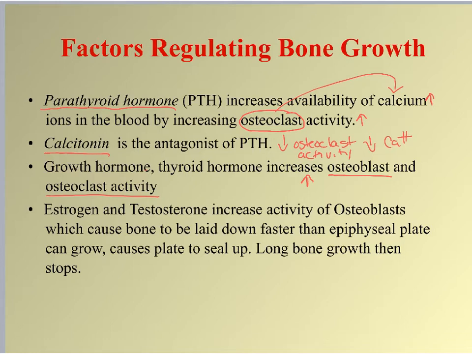As we reach puberty, estrogen and testosterone play a greater role in the activity of osteoblasts. So both of those increase osteoblast activity. When individuals reach puberty, this is often when you see those growth spurts. And one of the things that happens here is that osteoblasts lay down bone or osteoid faster than the cartilage at the epiphyseal plate can lay down new cartilage. And so that causes the plate to seal up.